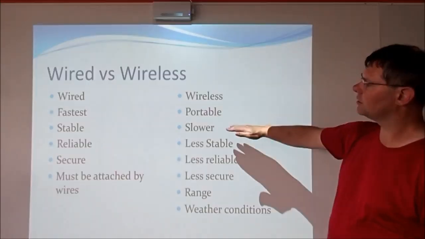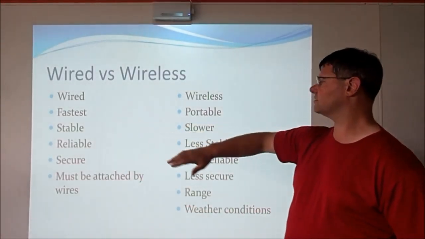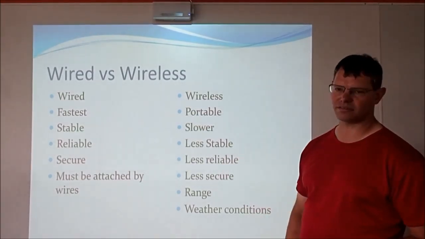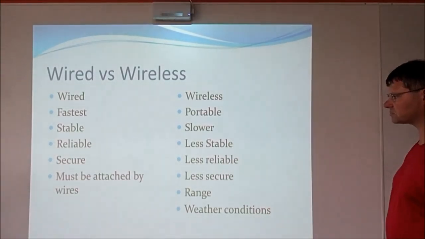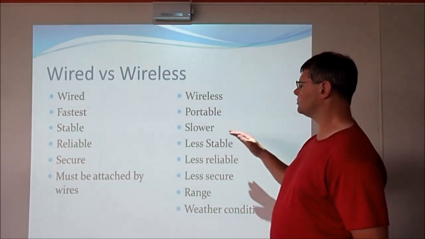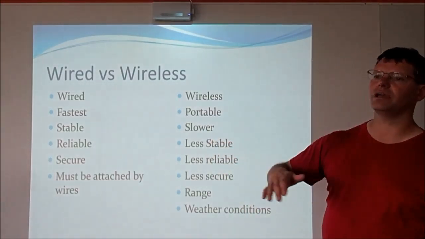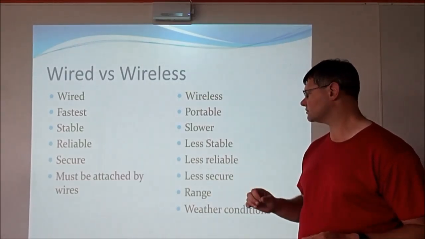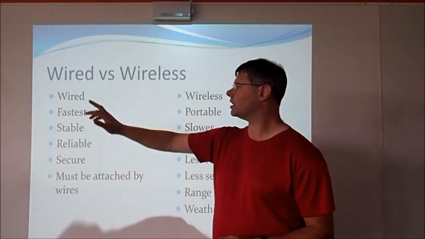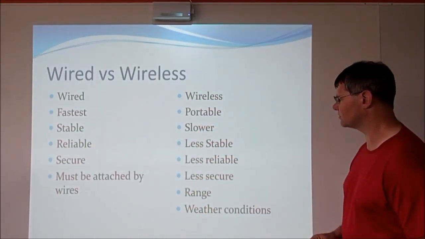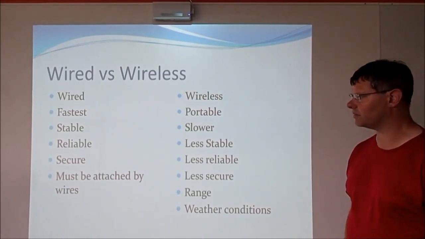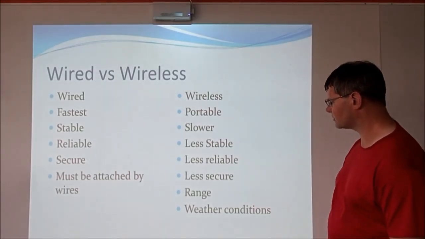It is slower than a wired network. I mean, there's no way you'd ever get that 350 megabits a second on a wireless network at the moment. So they are slower. They're also less stable. So although you get a decent speed at one point, that doesn't mean you'll get that speed the whole time. It fluctuates quite a lot, whereas with a wired network, you normally get the same speed all the time. They're less reliable. They keep cutting out.